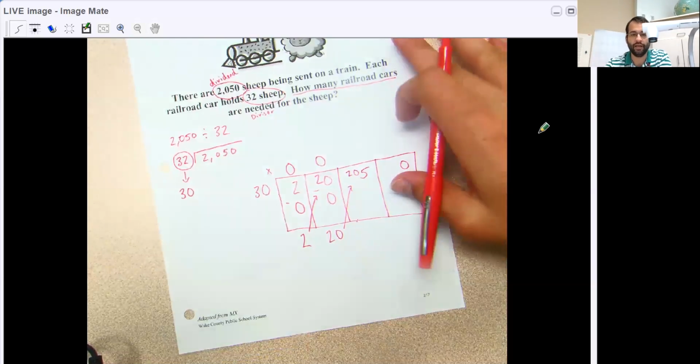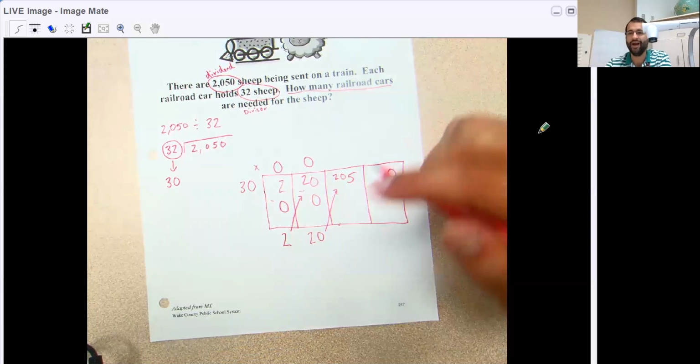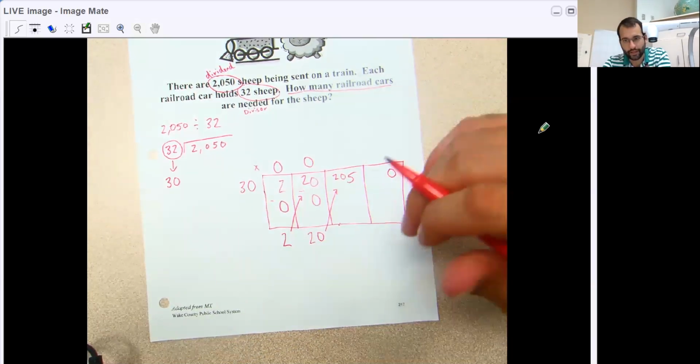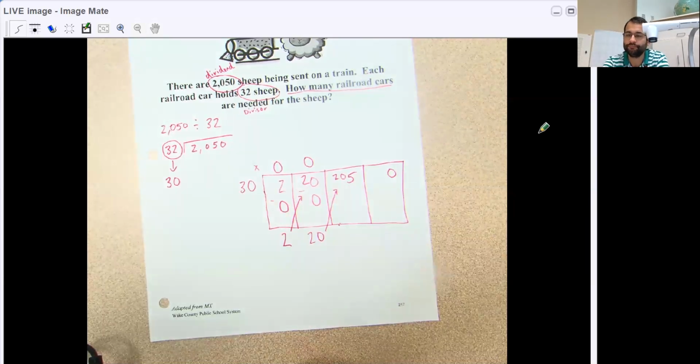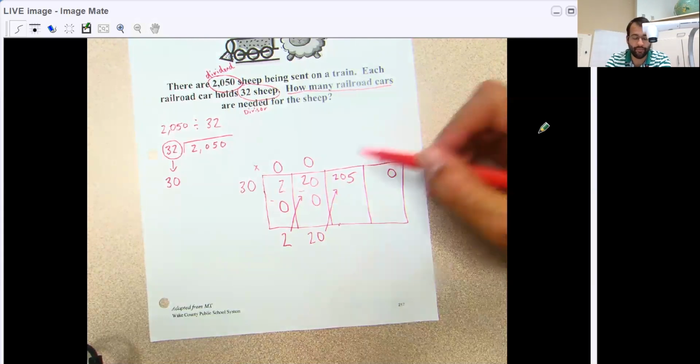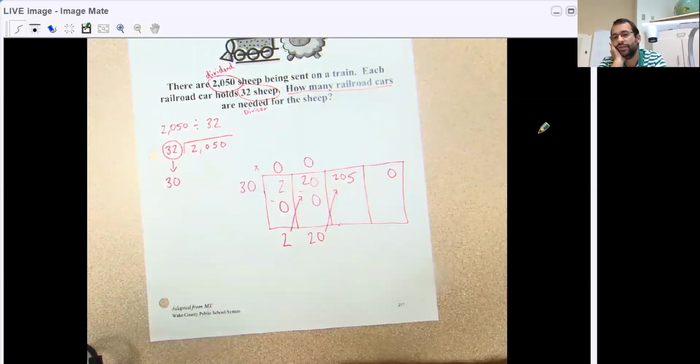Now I finally get a bigger number, and here's where my guessing and checking is going to come in. How many times do you think 30 can go into 205? What do you think? We're going to guess, right? We know it's more than 0, and we know it has to be less than 10, because I can't put a double-digit number up here. It has to be either 1, 2, 3, 4, 5, 6, 7, 8, or 9.